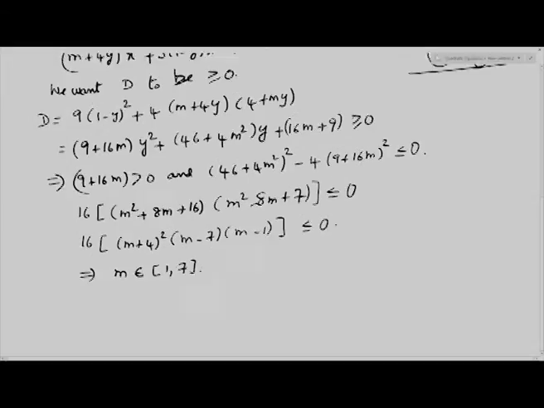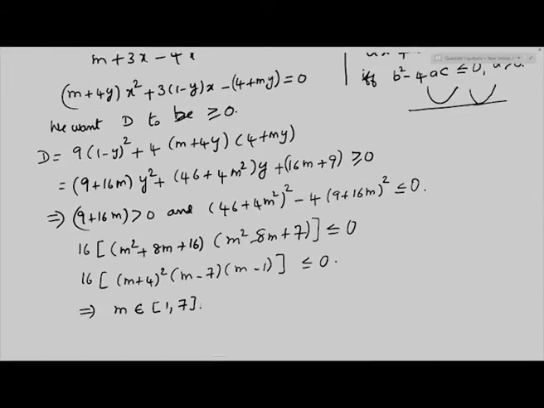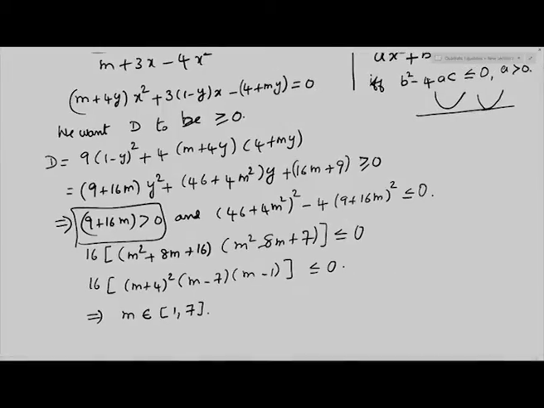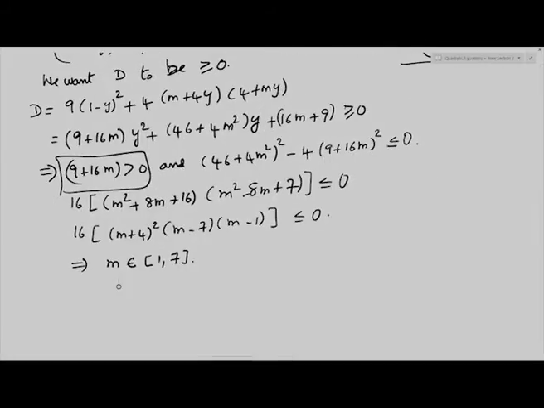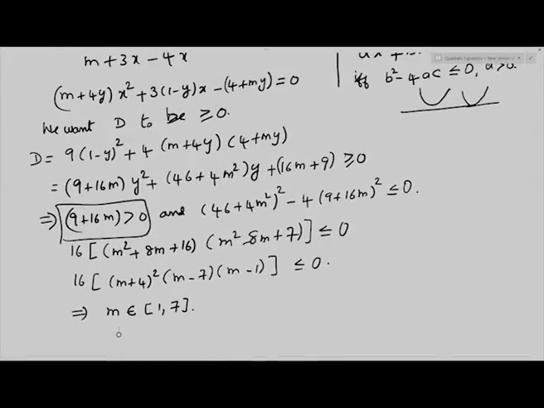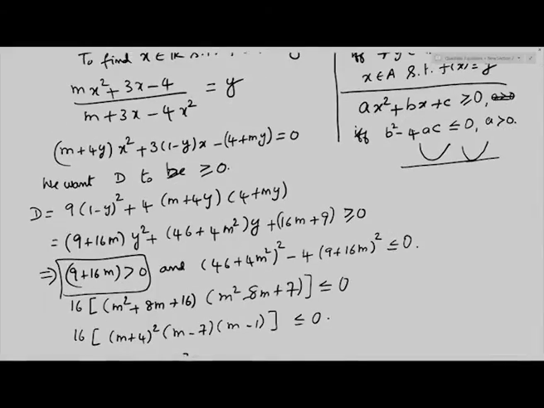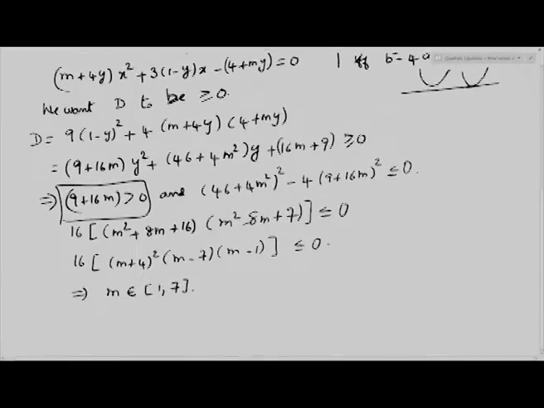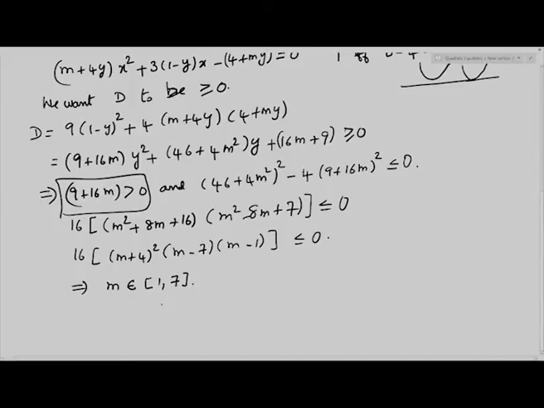That means for any value in between, the other condition, that m should be greater than minus 9 by 16, is always taken care of by this condition. Hence for any value m belonging to this interval 1 comma 7, we can always find an x such that the given expression in x is equal to y. So, this is the answer to the given problem.